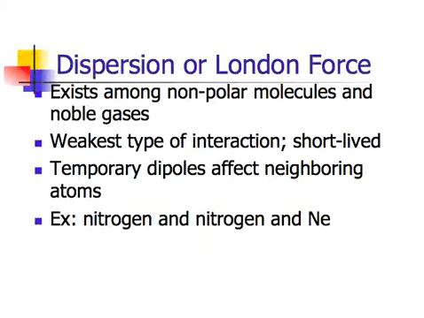So the dispersion or the London force is the weakest. It exists among the nonpolar molecules, as you see there, and noble gases. So anything that's nonpolar, or if it's a noble gas. It's kind of weird that as far as we're talking about any type of a noble gas like neon or argon, how could they ever form a liquid or a solid? That would be by having these types of forces together. So they're short-lived, very weak. Temporary dipoles affect neighboring atoms. So here are the examples of what that would look like.